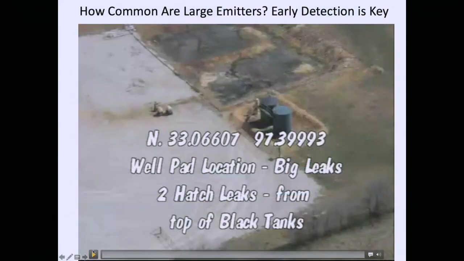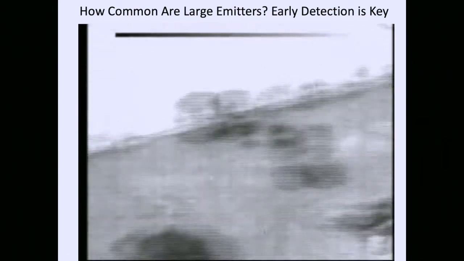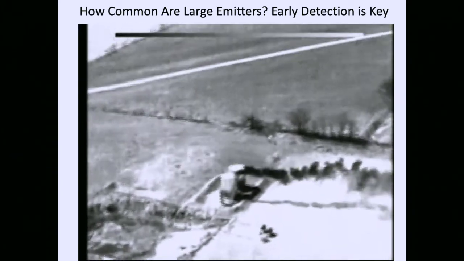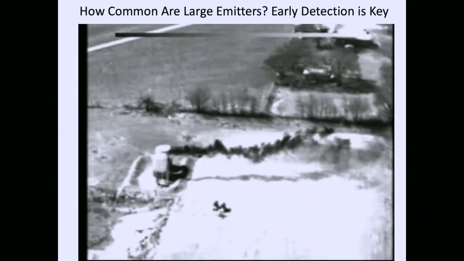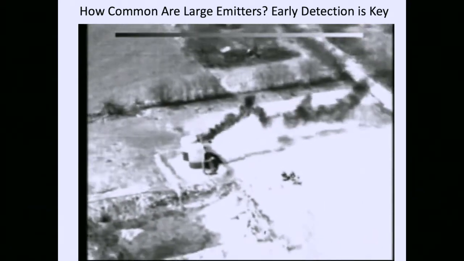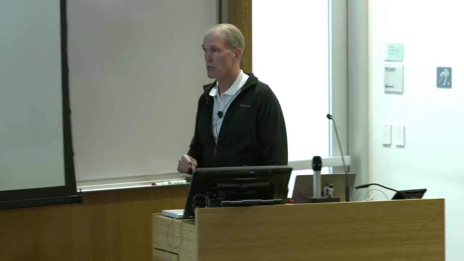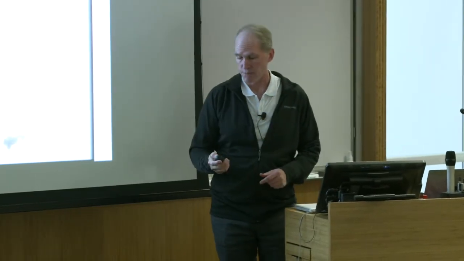So here's an example. Let's see if I can make a video work. So this is using an infrared camera. These emissions are invisible to the naked eye. So you're in your helicopter, you film it. So there's a leak from the top of a tank. Now that's not normal. What's normal is to show up and see nothing at all. But occasionally 1%, 5%, even 10% of the sites, depending on where you are in the United States, this is what we see. So we try and collect this information and then feed that information back to the companies who are working there, and also try and use data to make the system cleaner.